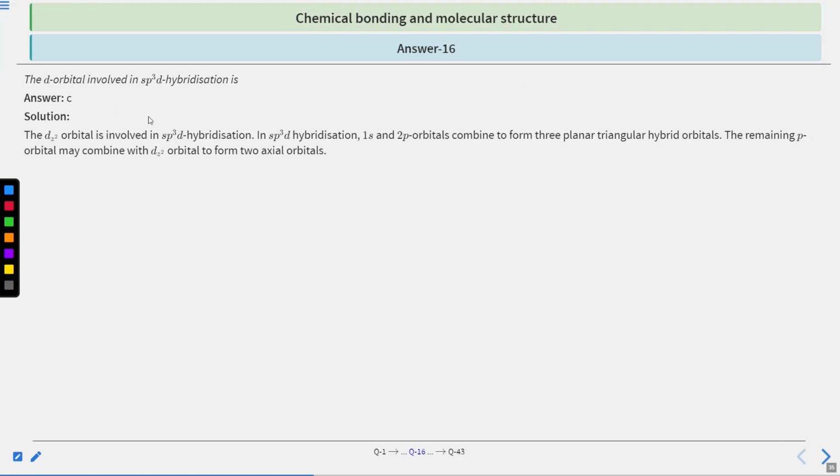Okay, so the correct answer is option C, and the solution is the dz square orbital is involved in sp3d hybridization. In sp3d hybridization, one s and two p orbitals combine to form three planar triangular hybrid orbitals. The remaining p orbital may combine with dz square orbital to form two axial orbitals. Hence, option C is the correct answer.